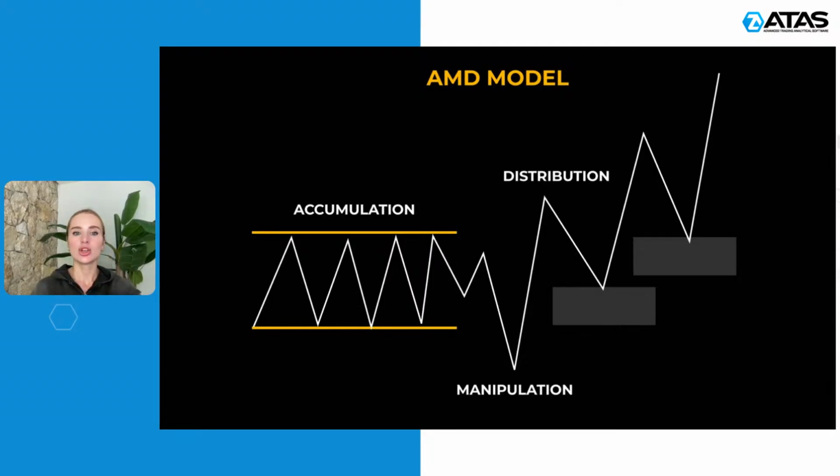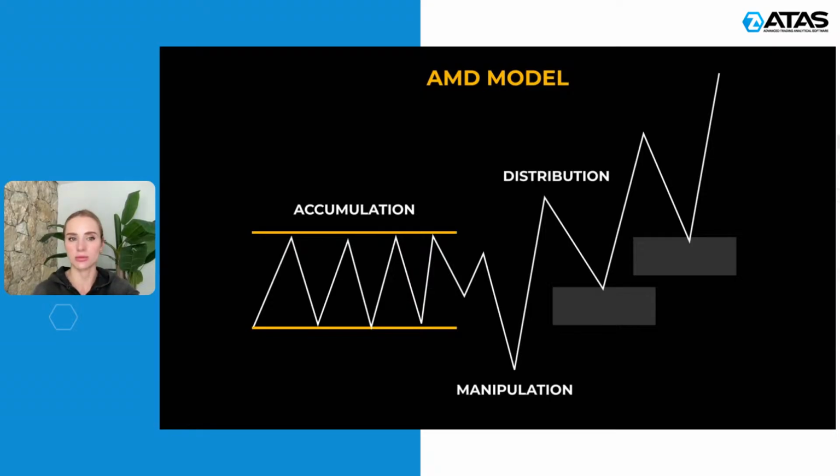Okay? Usually manipulation has the shape of a sharp, often short-lived spike or a drop, meant to shake out retail traders and trigger their stop losses, capturing liquidity before the real direction starts. This move typically goes in the opposite direction of the intended and following trend.